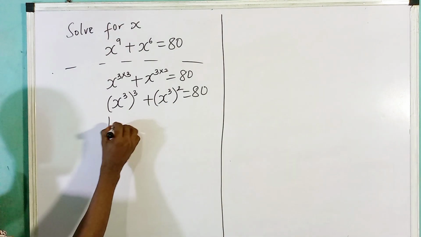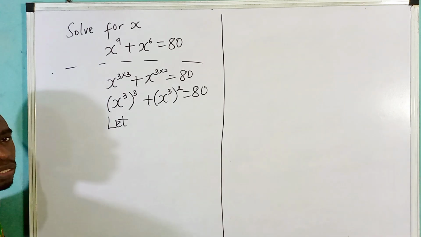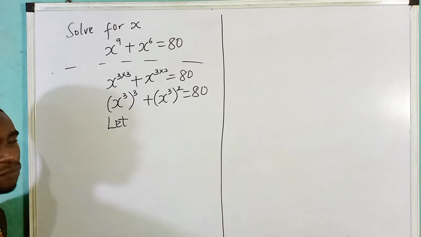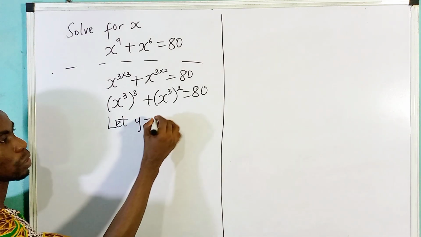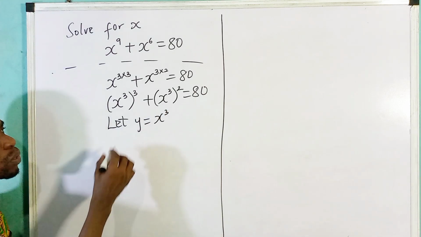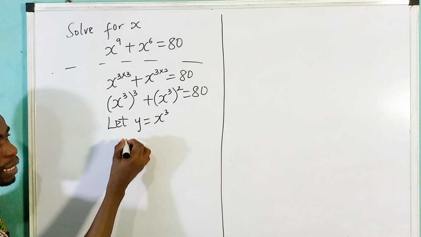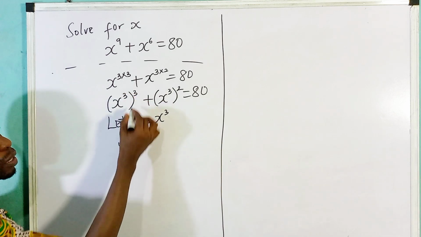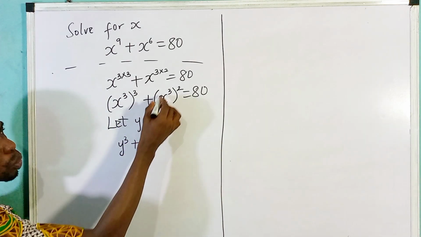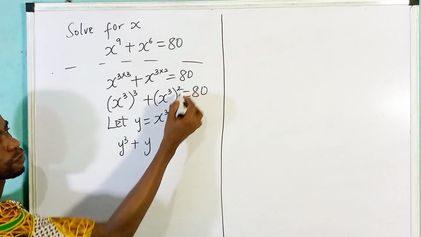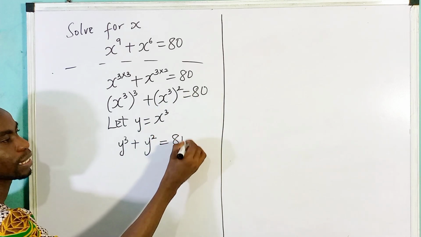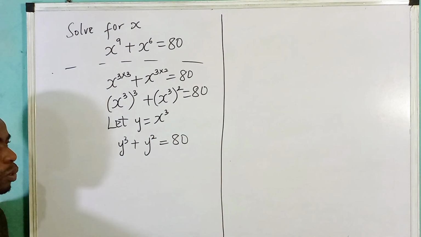In that case, I can substitute it with another variable. Let y be equal to x to the power of 3. So this will be y to the power of 3 plus y to the power of 2 equals 80. All right.